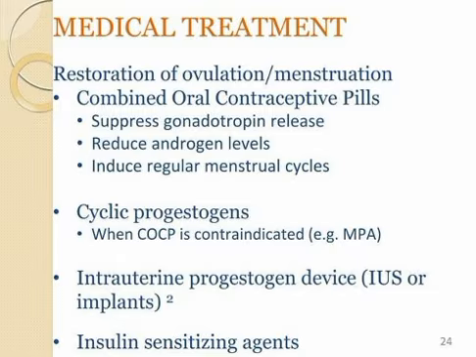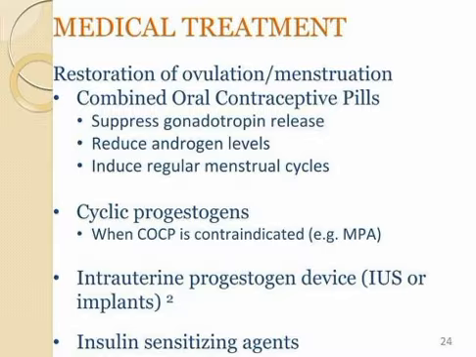Next will be the medical treatment, which includes some medicines. First, restoration of ovulation or menstruation. For restoring our menstrual periods, we take combined oral contraceptive pills. While taking these pills, they suppress the gonadotropin release, thus reducing the androgen levels and inducing regular menstrual cycles.